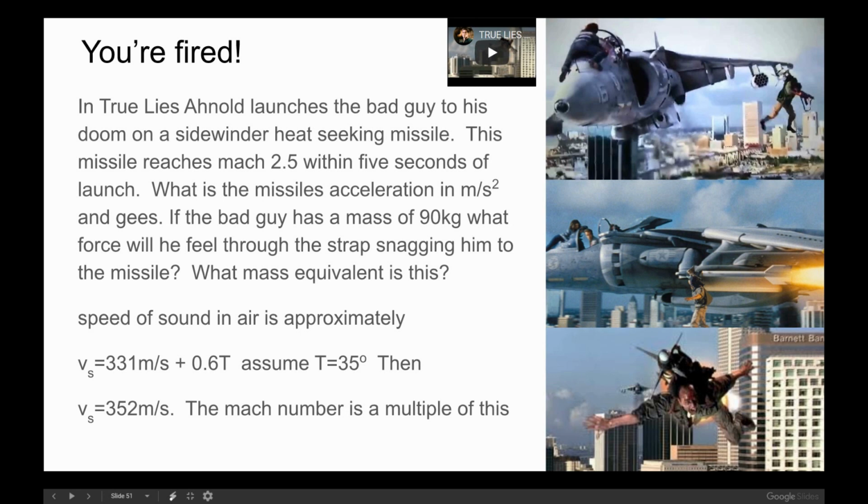I'm going to give you a little formula that we're going to use in sound. The speed of sound is approximately 331 meters per second, adding 0.6 meters per second every degree Celsius. Given that this is the Miami heat, I work it out, and we get the speed of sound is 352 meters a second at the time this movie was filmed. Mach 2.5 simply means 2.5 times this number.